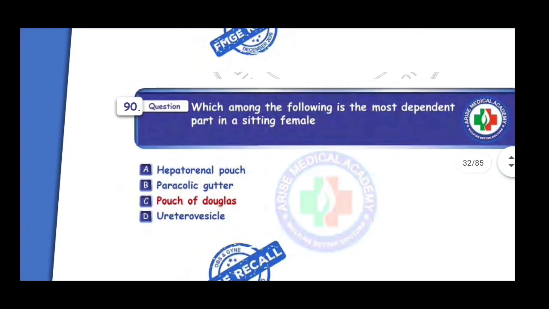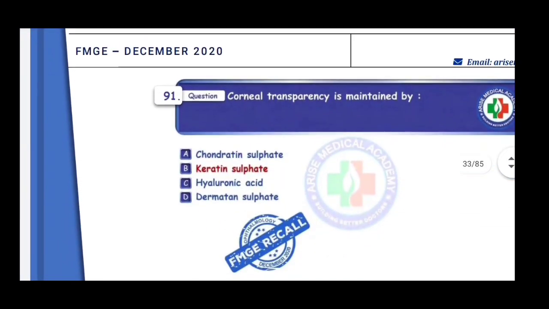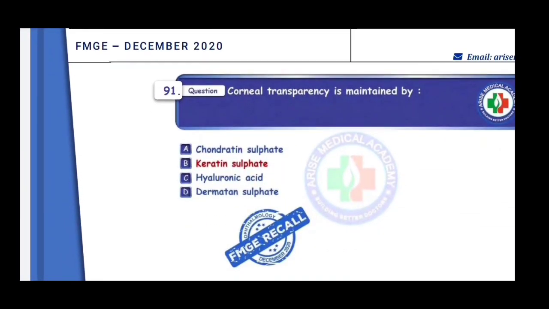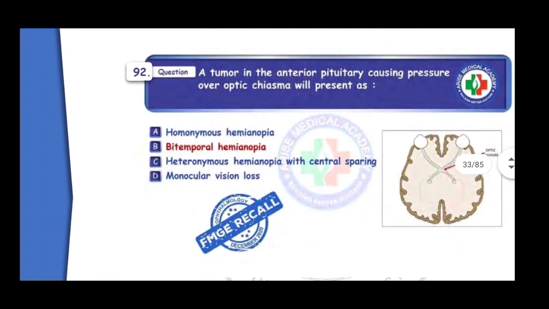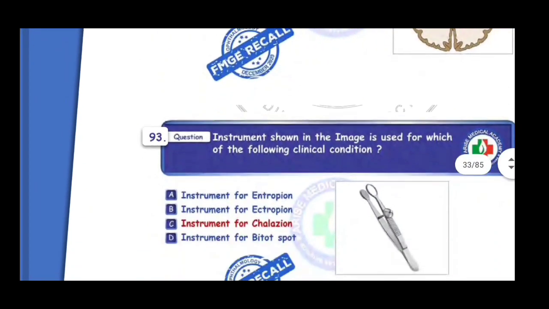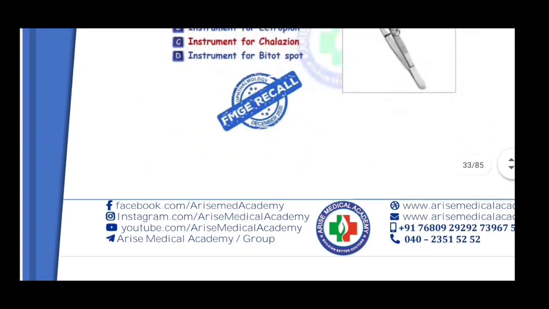Which among the following is the most dependent part in a sitting female? It is the pouch of Douglas. Corneal transparency is maintained by the keratan sulfate. Next one, a tumor in the anterior pituitary causing pressure over optic chiasm will present as bitemporal hemianopia. Instrument seen in the image is used for which of the following clinical conditions? The instrument is used for chalazion.